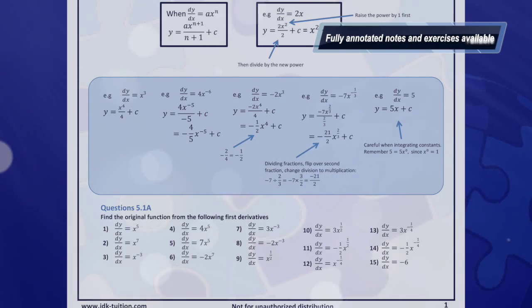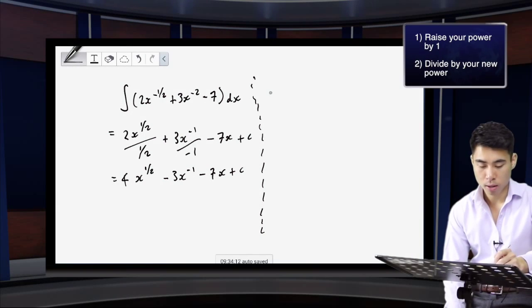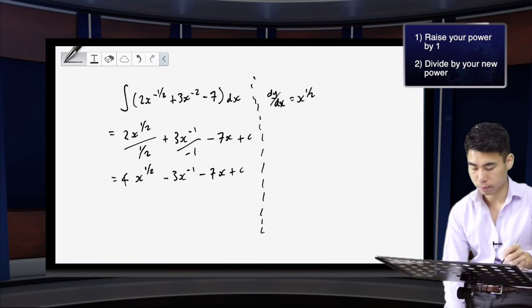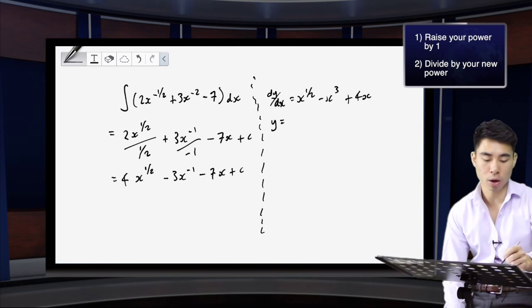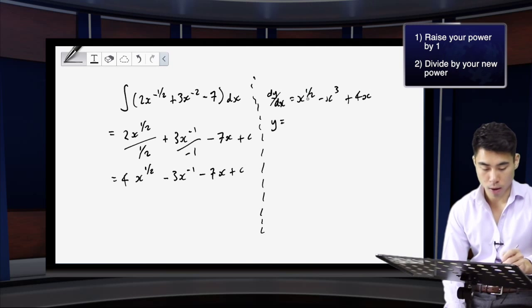Okay, so in this question we're saying that our first derivative, our gradient function that we were given in the question, is x to the half minus x cubed plus 4x, and then we want to work out y. We want to find the original function, so we're going to just integrate each of these terms one after another.